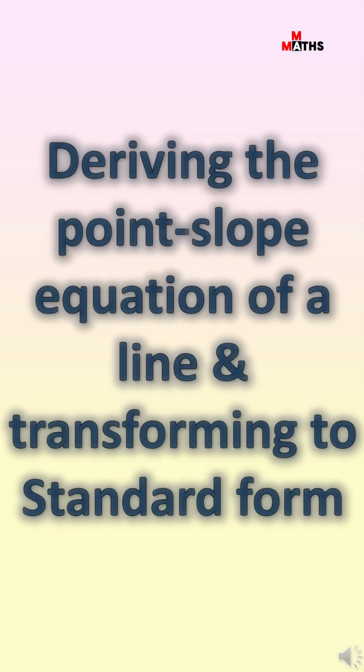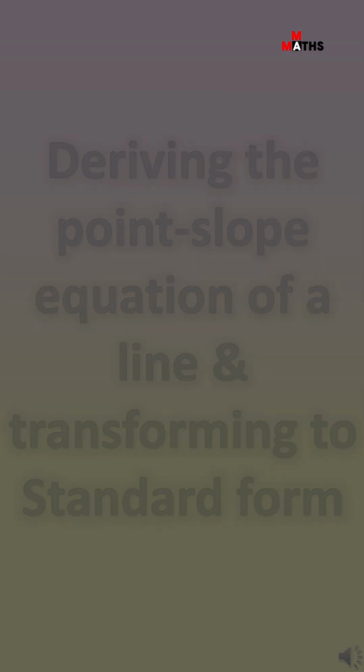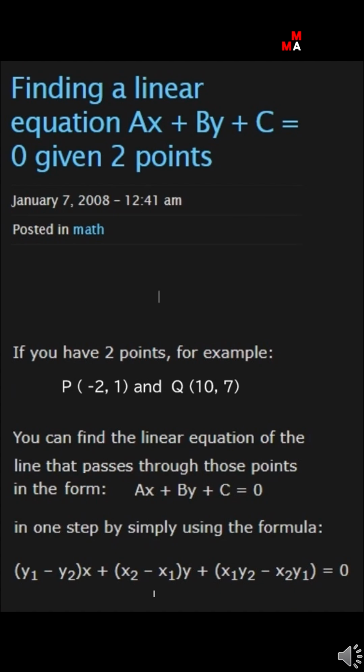Deriving the point-slope equation of a line and transforming to standard form. Here's a question I came across: finding a linear equation ax plus by plus c equals 0 given 2 points.